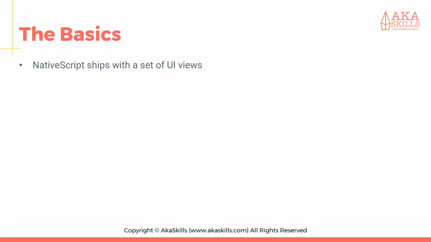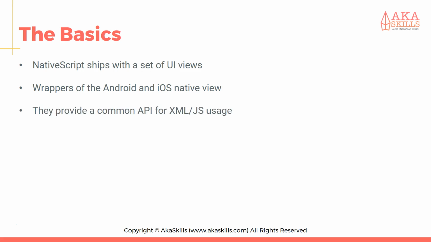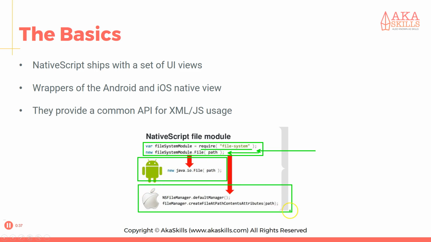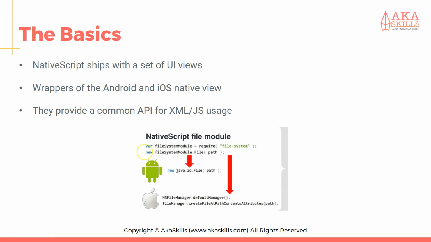So NativeScript ships with it a built-in set of different UI views that we can use. It's using wrappers of Android and iOS native views, and they provide a common API for XML and JavaScript usage. So, for example, here we have the code that is written in C#, and here we're requiring a file system, and we want to use the file class, and we want to use the file method passing some parameters. Then, depending on if you're building on Android or iOS, this will be converted to different code which is matching the targeting platform, and it's native code.